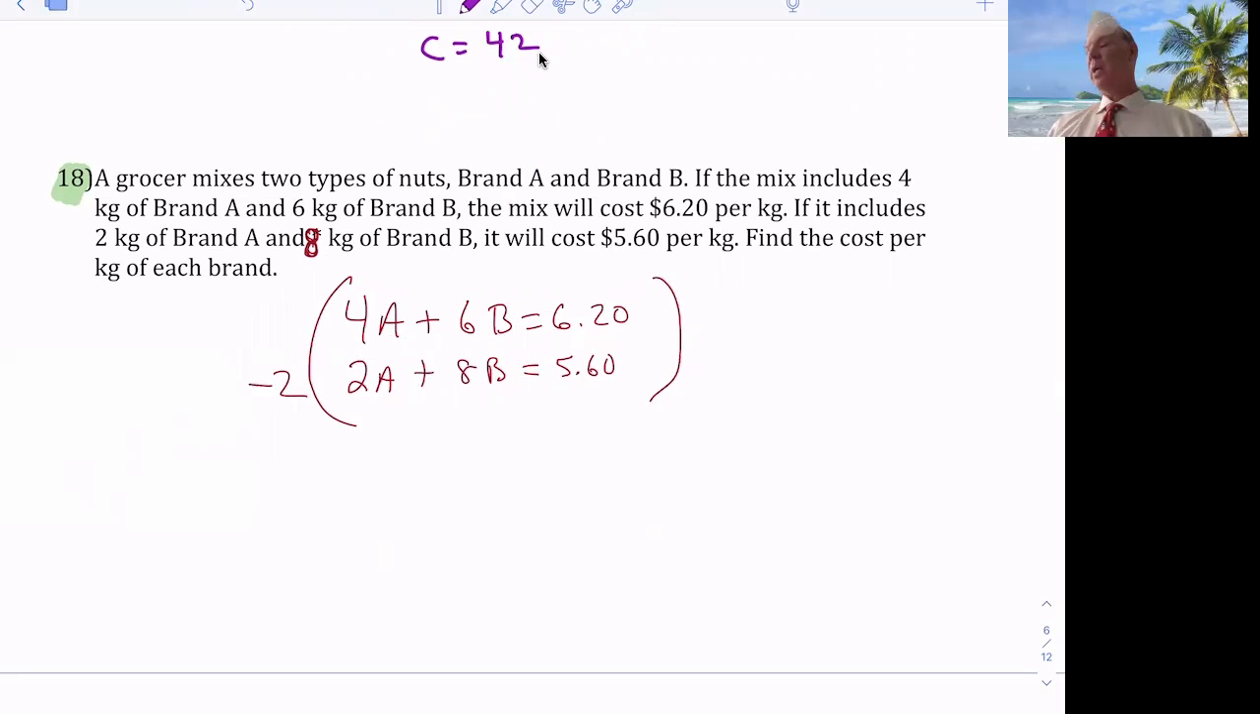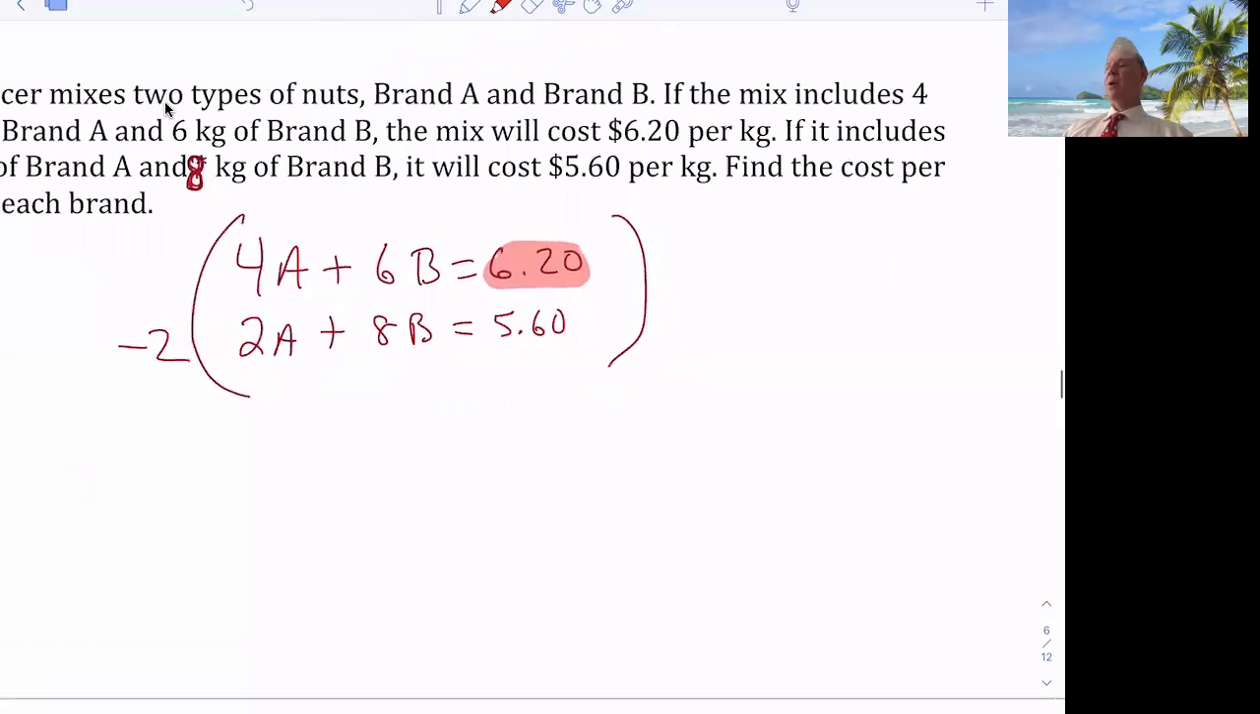The 620 is the price per what? Per kilogram. So you should have done 8 plus... Right? That was the price per kilogram. How many kilograms were there, though? 10, right. So if I'm not mistaken, this should have been 6.2 times what? 10. And this one should have been 5.6 times what? Times 10.